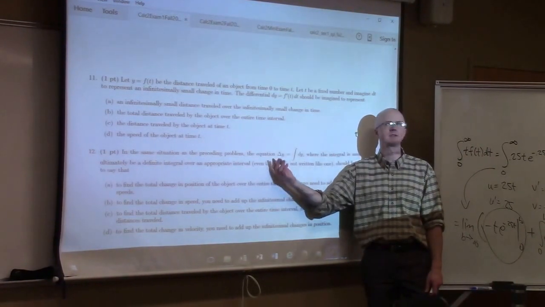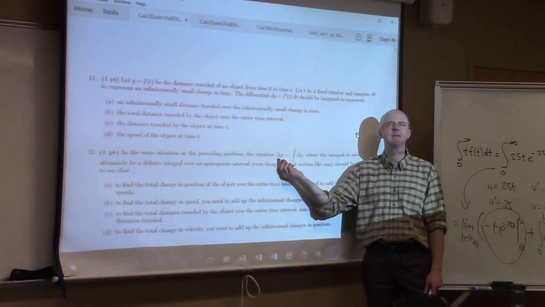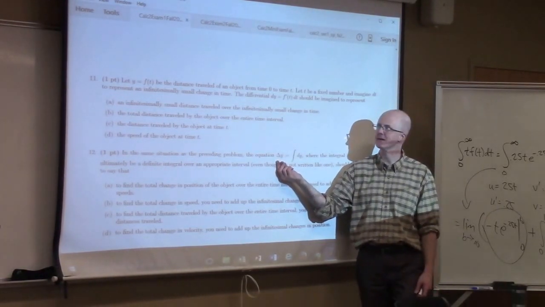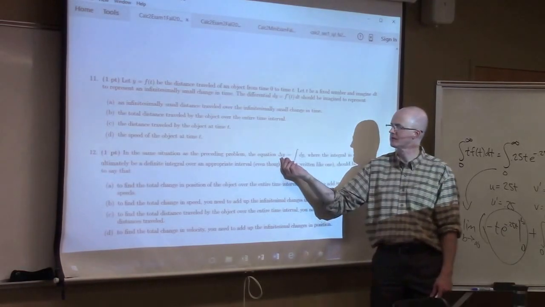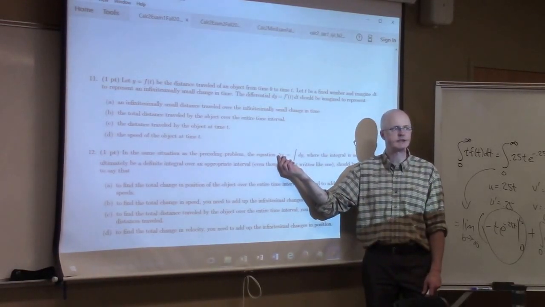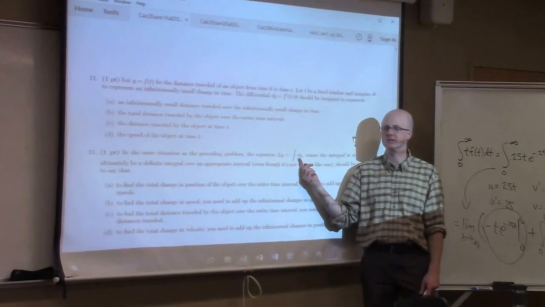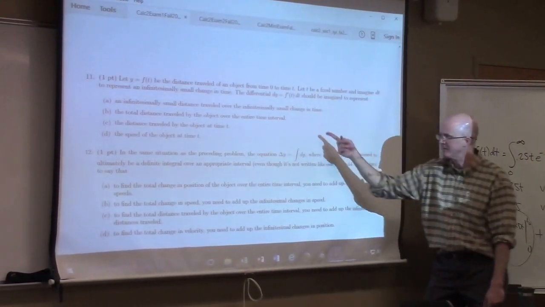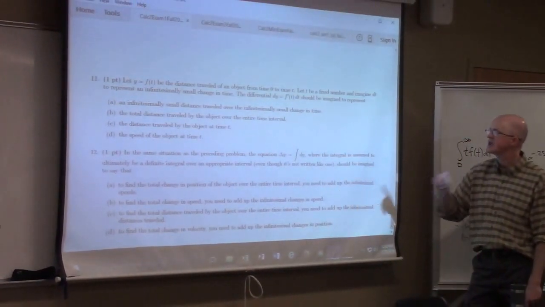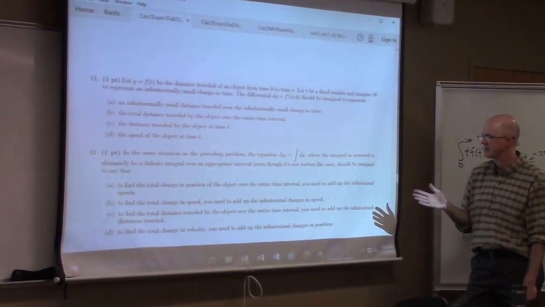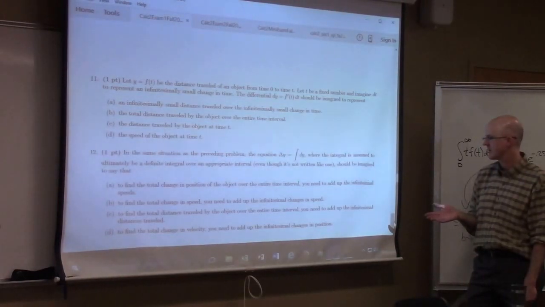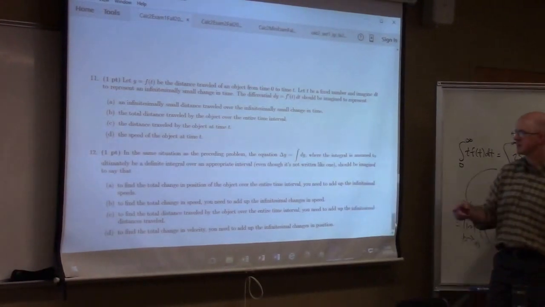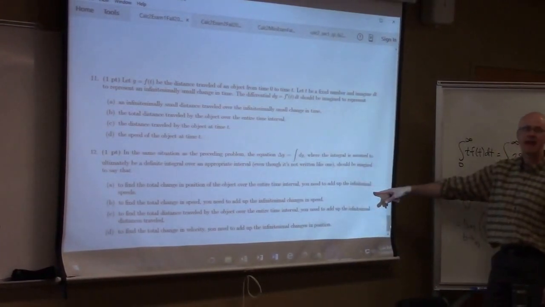Without looking at the possible answers, in this context delta y is the total distance traveled over a given interval of time, not necessarily from time 0, but over some interval. To find the total distance traveled, add up the little distances. That's what I'm thinking when I look at that equation in this context. Is that an option? Finding the total change in position is the same as the total distance traveled during that amount of time. Is the choice A or C? Need to add the infinitesimal speeds. Okay, not add up the infinitesimal speeds. A is not the answer.